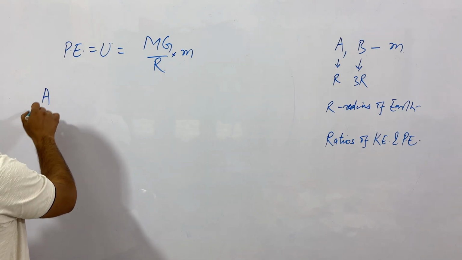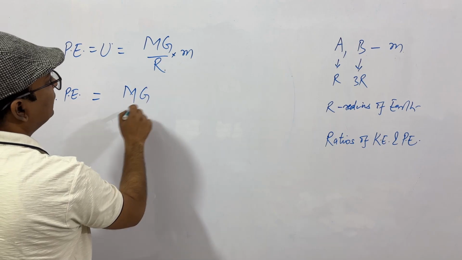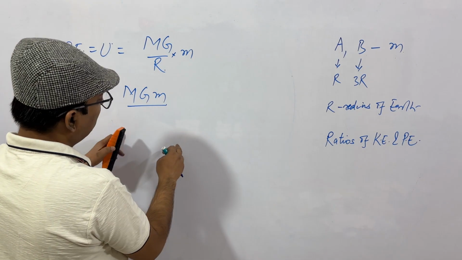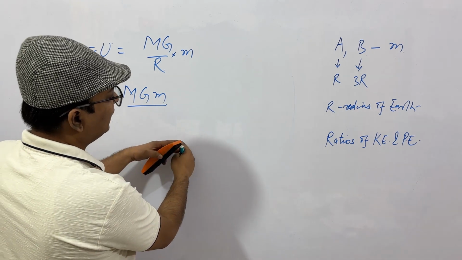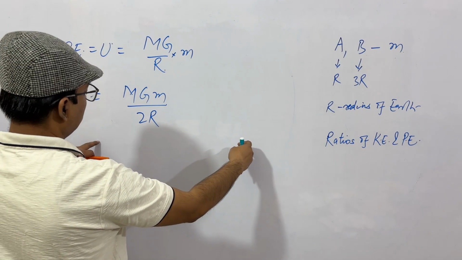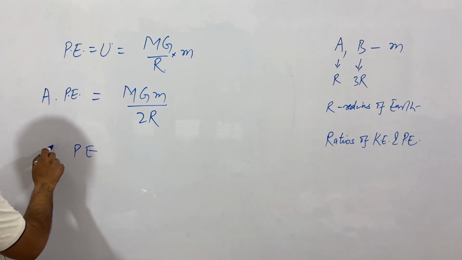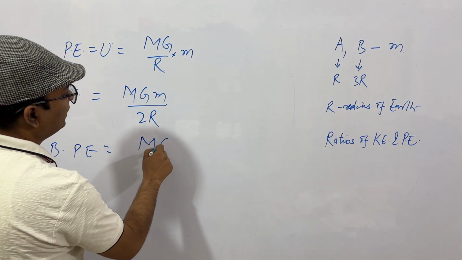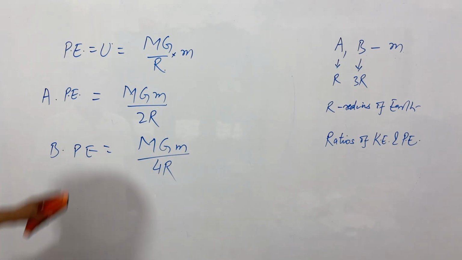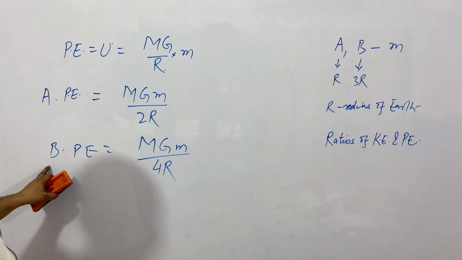So for A, potential energy will be GMm, let's say the mass is m, by r. What is the radius? You saw from center to surface is r, and then again this r, so this will be 2r. Clear? That is from the center of the Earth, the radius is r plus r, 2r. And potential energy for B will be GMm, mass is small m only, and this will be r plus 3r, that is 4r. So this is the potential energy possessed by the first satellite, satellite A, and by B it is this.